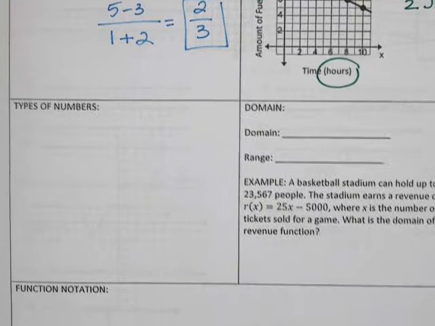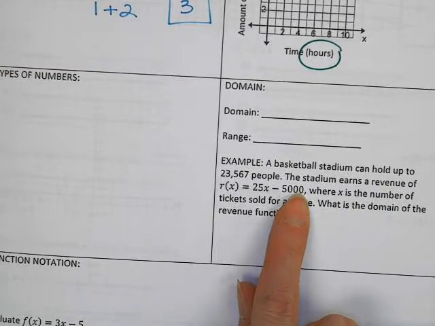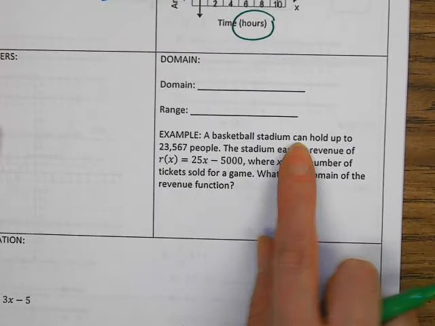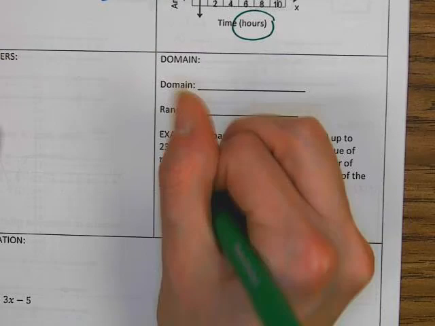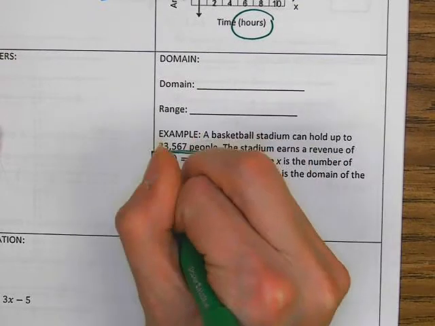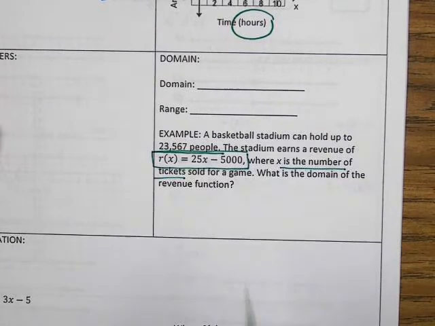Types of numbers, we didn't do too much with this. So instead of filling this out, let's just look at this one here. So a basketball stadium can hold up to this many people. Here is the revenue function. X is the number of tickets.